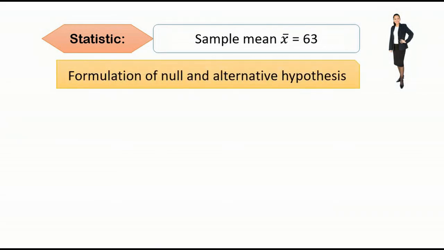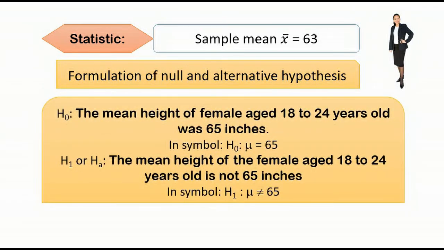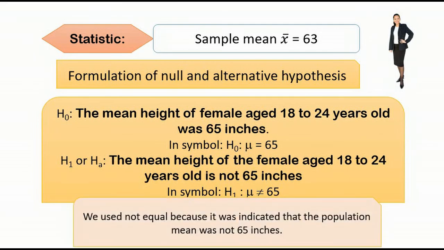Formulation of null and alternative hypothesis. H0: The mean height of females aged 18 to 24 years old was 65 inches. In symbol, H0: mu is equal to 65. H1 or HA or alternative hypothesis: The mean height of females aged 18 to 24 years old is not 65 inches. In symbol, H1: mu is not equal to 65. We used not equal because it was stated that the population mean was not 65 inches.